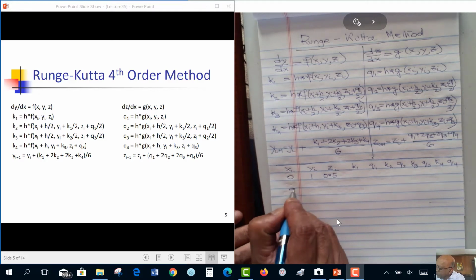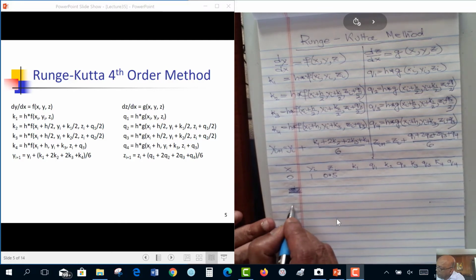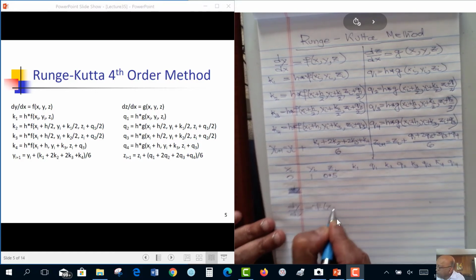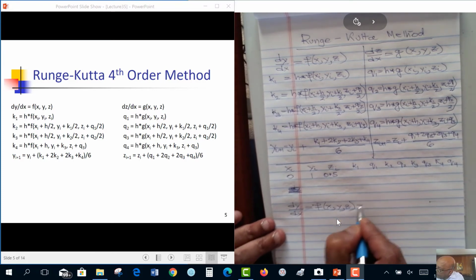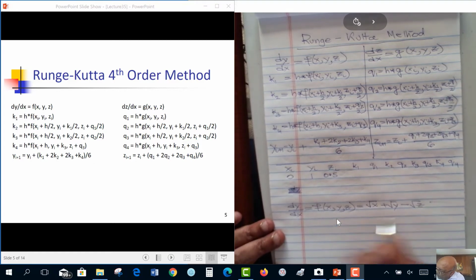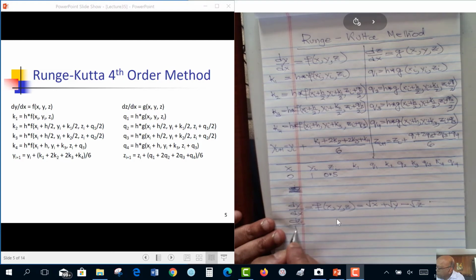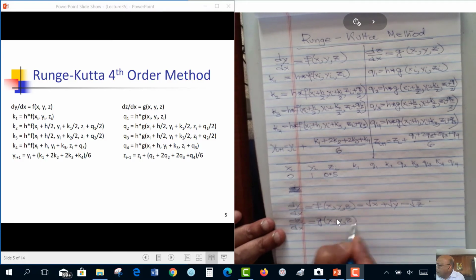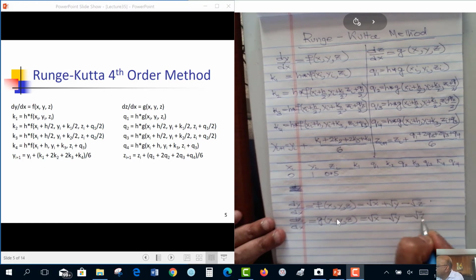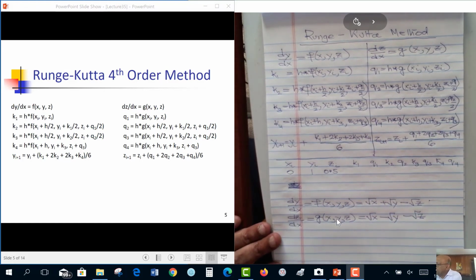Okay, remember our dy dx function. Let's write it a little way down. dy dx, a function of x, y, z, is square root of x plus square root of y minus square root of z. dz dx is square root of x minus square root of y minus square root of z. Okay, so work with me.